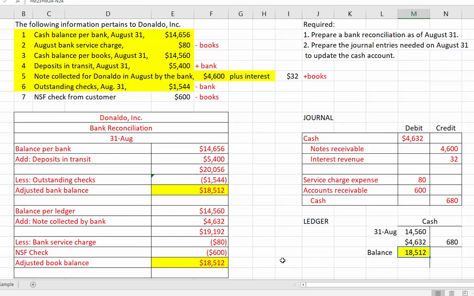If we prepared a balance sheet as of this date, this is the cash amount that you would see on your balance sheet. Okay? All right, well, I hope you find that helpful in your accounting studies. See you in the next video.